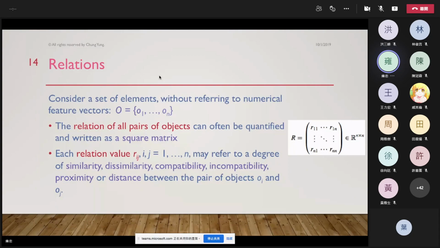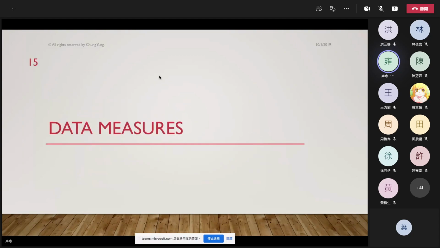The relation from Oi to Oj may be different from Oj to Oi. It's possible, but in most cases they are the same. For example, the distance from Oi to Oj is exactly the distance from Oj to Oi. But they may be different, although in most cases they are the same. Okay, that's the second part.